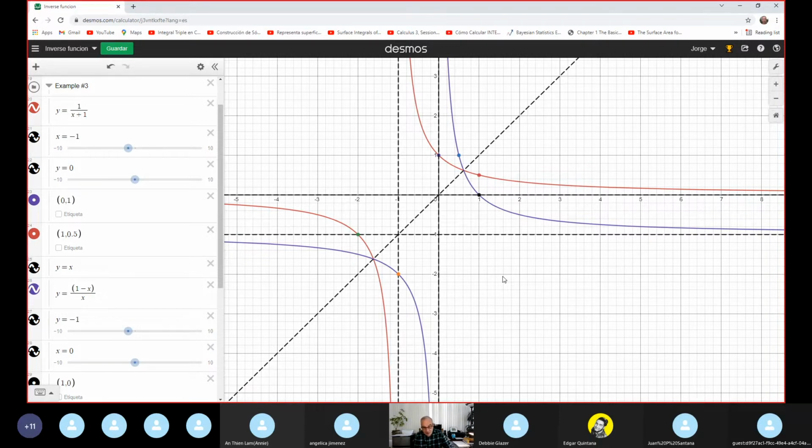It's important to emphasize this idea. The vertical asymptote in the original becomes a horizontal asymptote in the inverse, and the horizontal asymptote in the original transforms into the vertical asymptote in the inverse. Okay? Super good or no? Okay, so you understand this part very well.